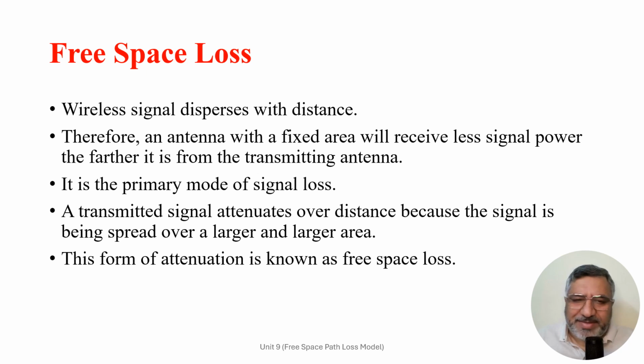For any type of wireless communication system, the signal inherently disperses with distance. Therefore, an antenna with a fixed area can receive less signal power the further it is from the transmitting antenna. For satellite communication, this is the primary model for signal loss. Even if no other source of attenuation or impairment is assumed, signal power attenuates over distance because the signal is being spread out over a larger and larger area.